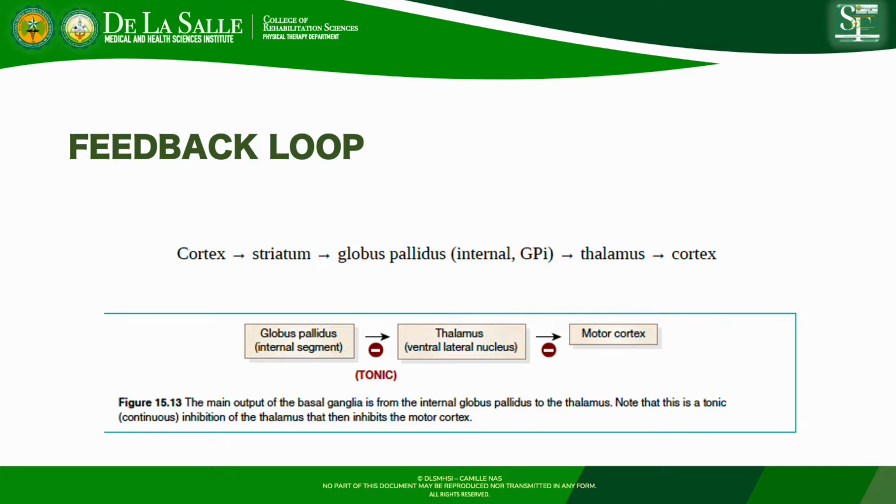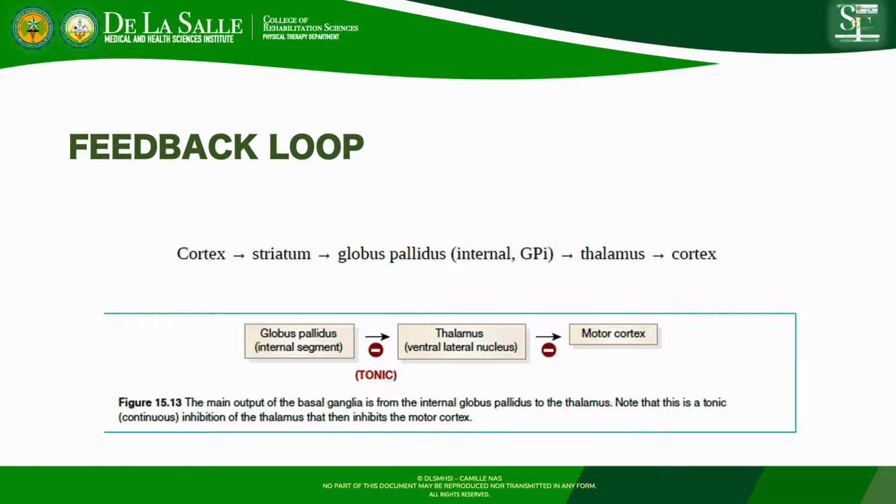So now let's talk about the feedback loop. Remember I told you earlier that the basal nuclei has no direct connection to the spinal cord. So how does it modulate movement if there's no connection between the two? That's because of the feedback loop. It's called a loop because it starts from the cortex and ends back at the cortex. From the cortex, it will send afferent input to the striatum. Remember, the striatum is the collection of the caudate nucleus and the putamen. It's the one that binds them together, so collectively, they are called the striatum.